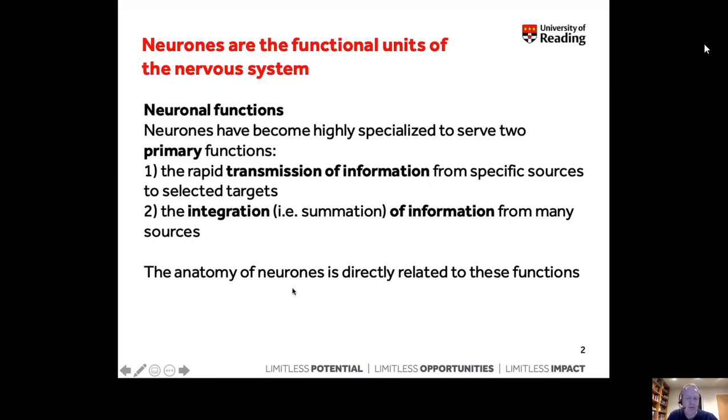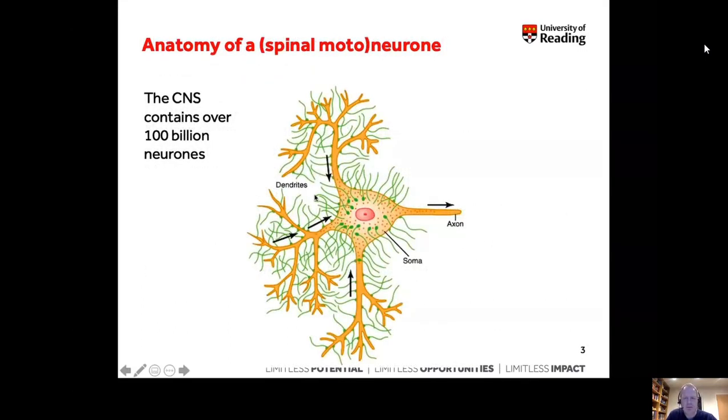As probably with a lot of physiology, the anatomy of the physiological unit, in this case the neuron, is directly related to its function. So let's consider the anatomy of a typical neuron, in this case a spinal motor neuron. The central nervous system contains over 1 billion neurons. All of them have this basic, typical structure. So with things on here that are important, this is the cell body or the soma. There is one major axon which transmits information, and numerous tree-like dendrites which receive information.